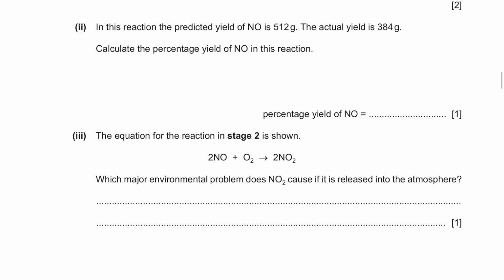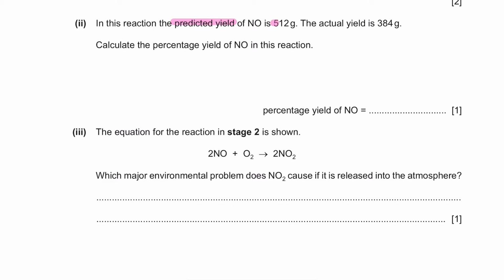In this reaction, the predicted yield of NO is 512 grams. The actual yield is 384 grams. Calculate the percentage yield of NO in this reaction. To find the percentage yield, you divide the actual yield by the predicted yield, then multiply it by 100. You get 75%.